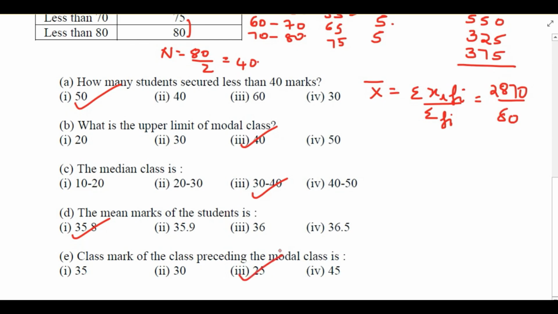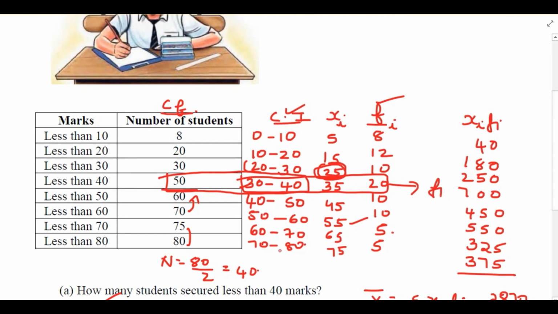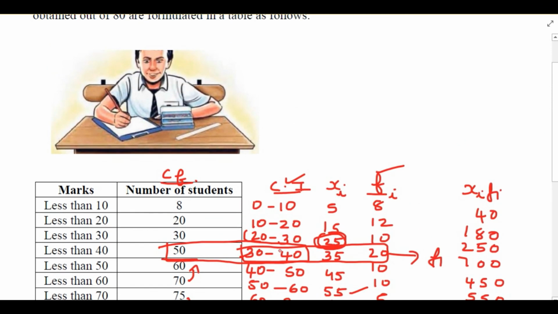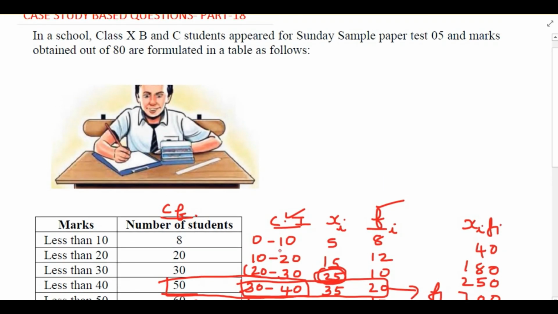So in today's video, we have seen a case study based question from the chapter Statistics. Here all the three measures of central tendency we have come across in this question, that is mean, median as well as mode.